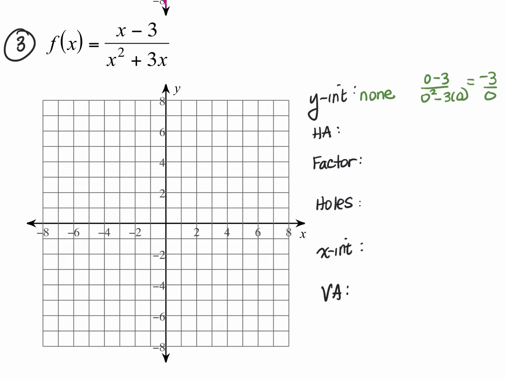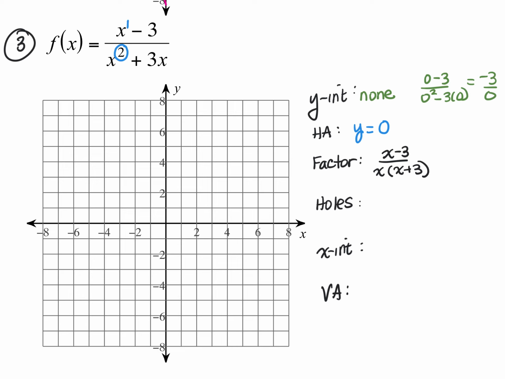Next up, horizontal asymptote. Look at our highest powers. In the numerator is 1, in the denominator is 2, which means we have our highest power in the denominator of our fraction. Anytime this happens, it automatically means that your horizontal asymptote will be y equals 0. All right, then let's factor. So we have x minus 3 over x times x plus 3.